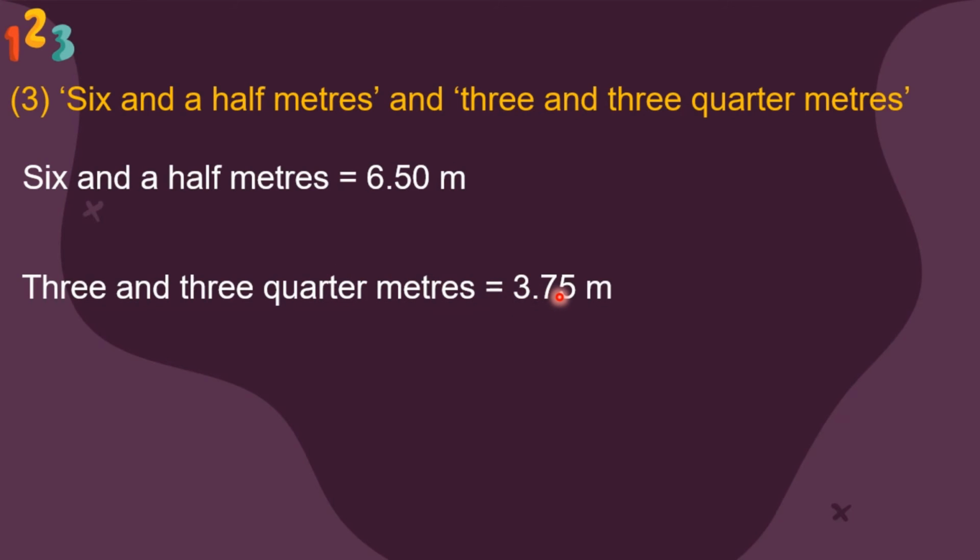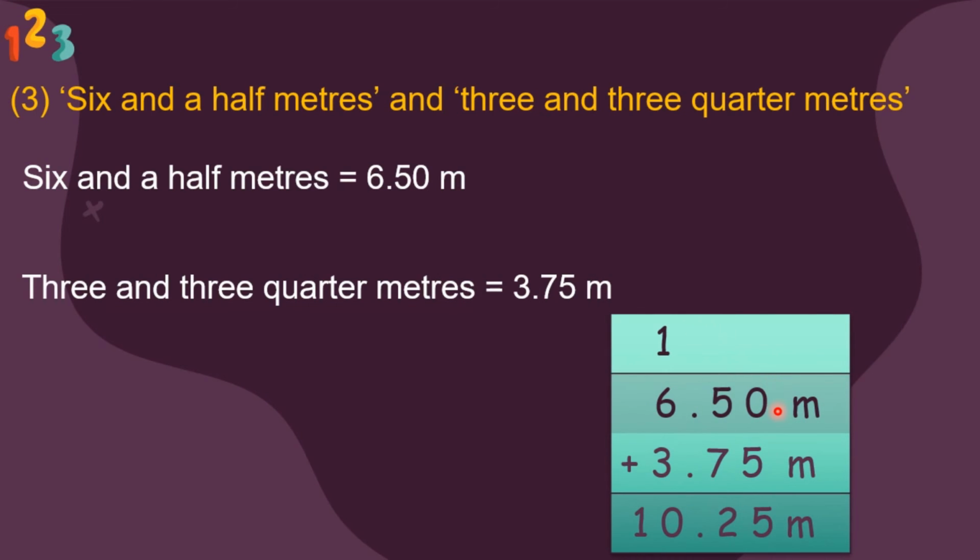As we have learned, 1 meter is equal to 100 centimeter. So 3/4 meter is equal to 0.75 meter. So we get this as 3.75 meters. Now let us add these two. We write them as per their places and we add these two as we add the whole numbers. So after addition we get the answer as 10.25 meter.